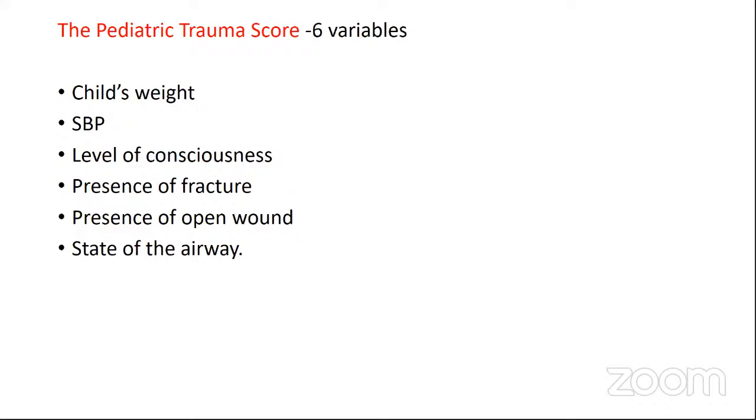As we know, a pediatric patient is not a young adult, so we have to score according to different scoring systems for pediatrics. In the pediatric trauma score, we have 6 variables. We have to take the weight of the child, systolic blood pressure, the level of consciousness, the presence of fracture, the presence of open wound, and the state of the airway.